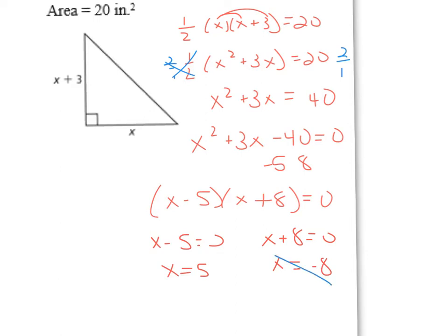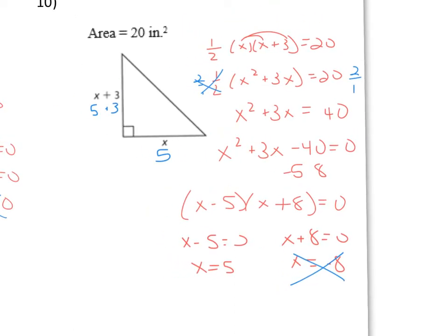Again, you have to throw the bad guy out, can't have a negative. So up here I've got a 5 and a 5 plus 3. So I've got a 5 inches. So I got 5 inch by 8 inch is my answer.